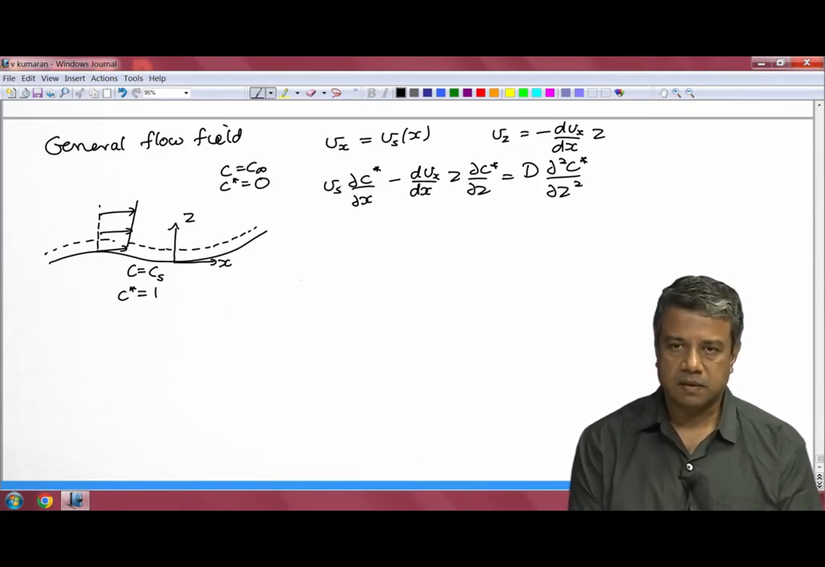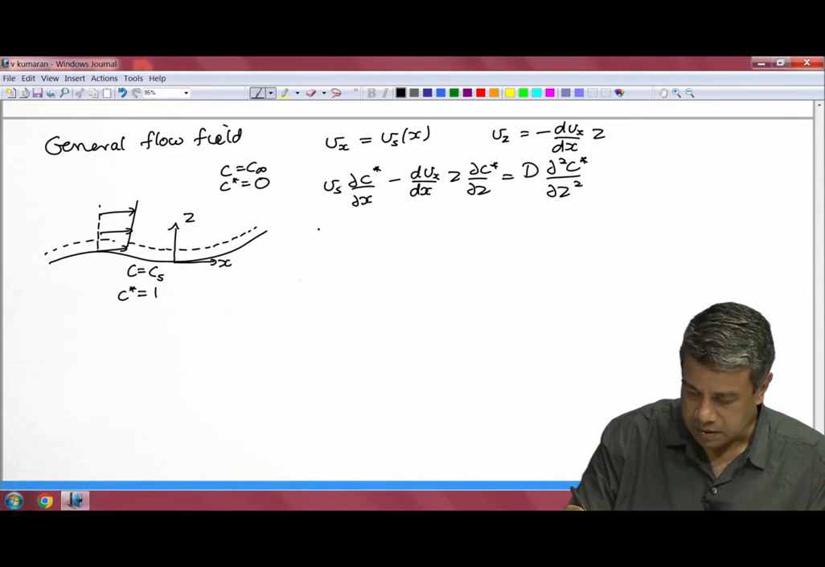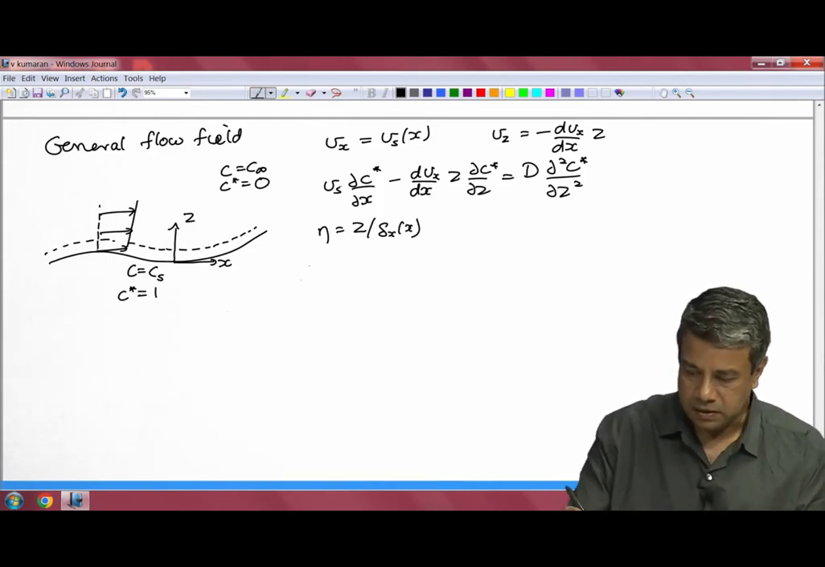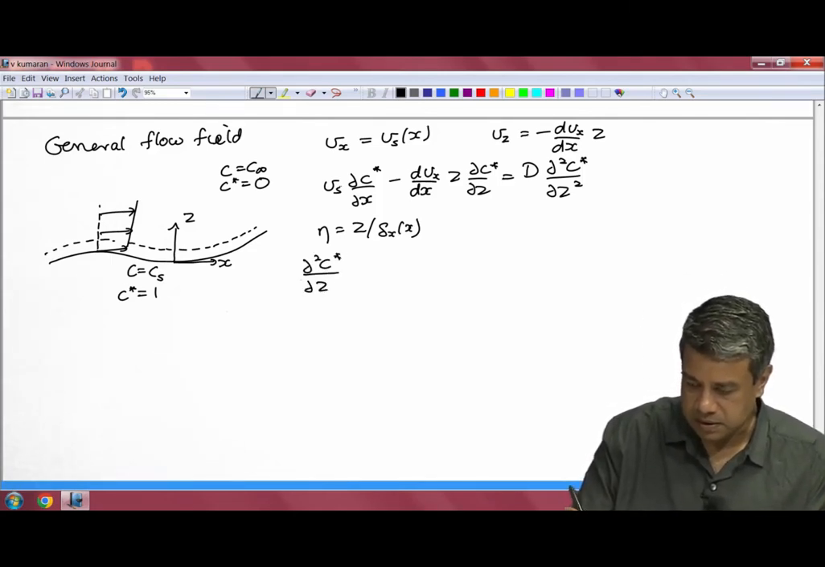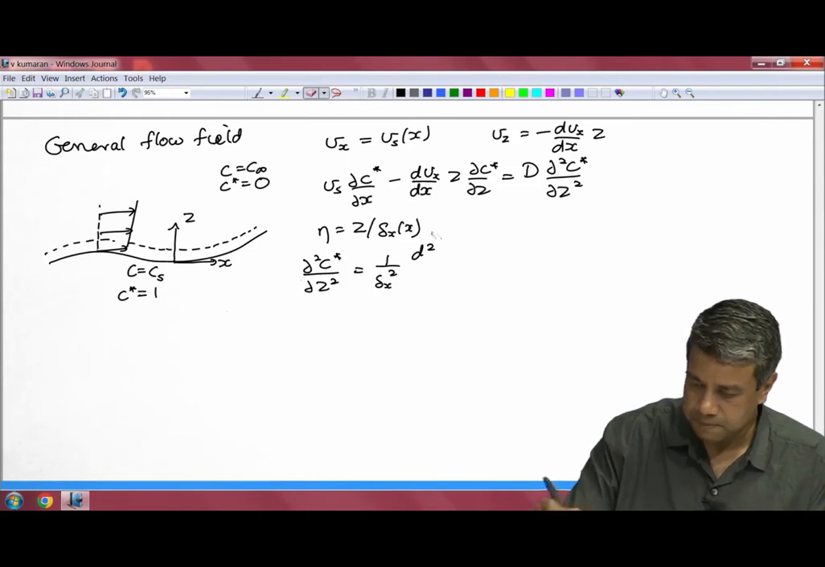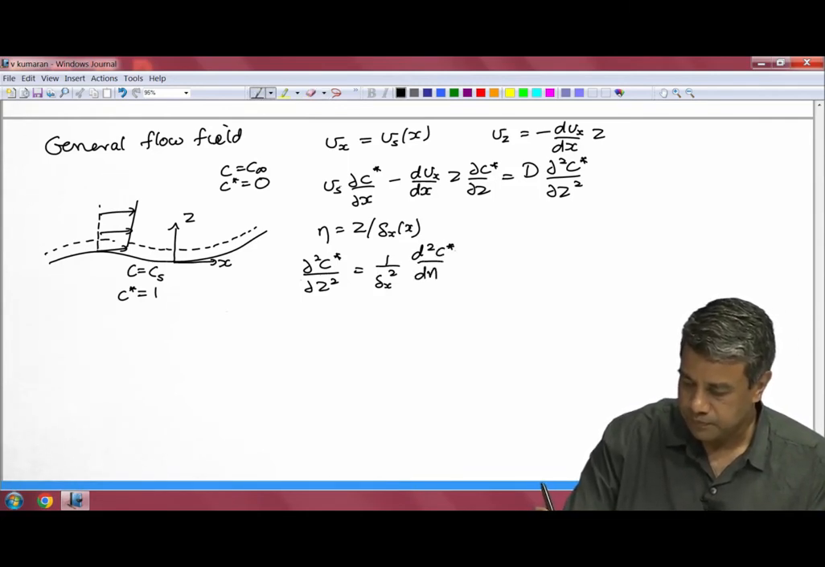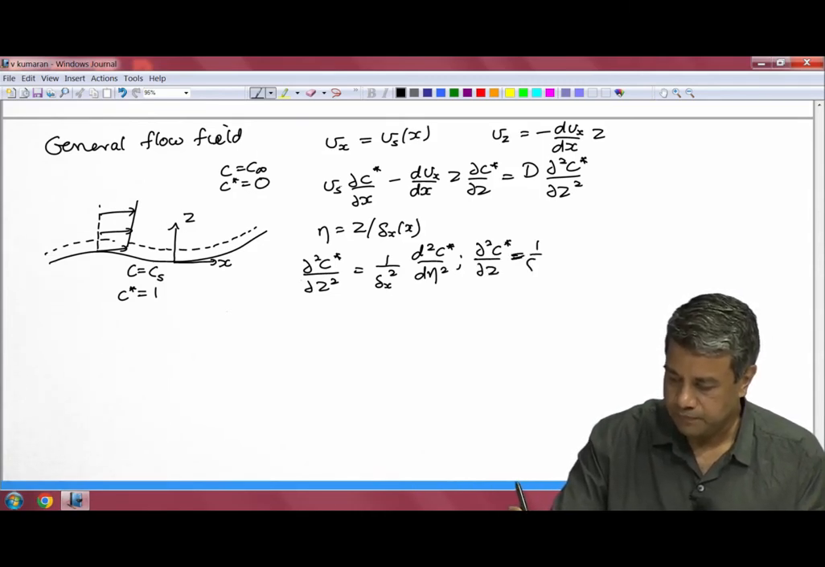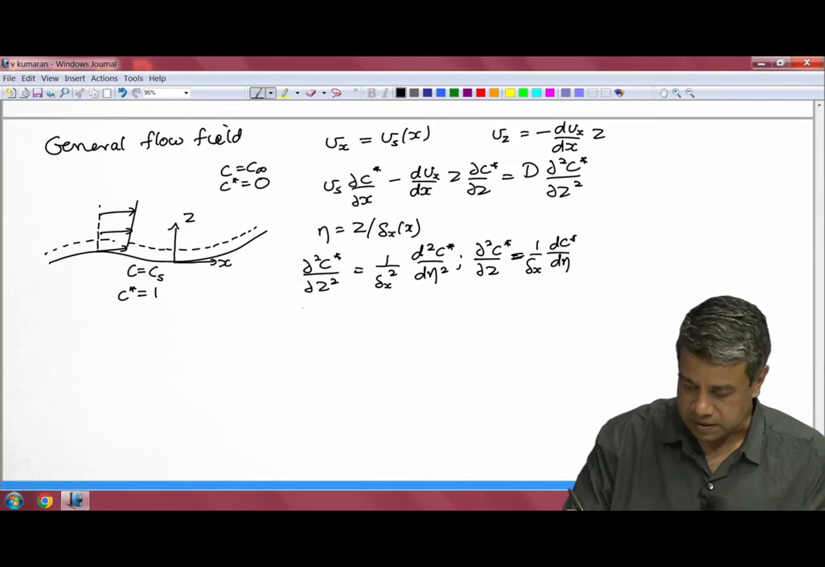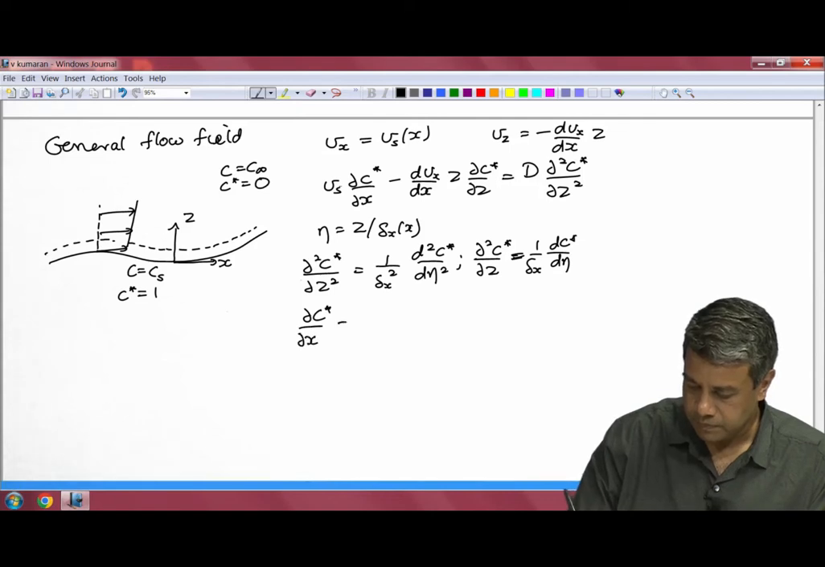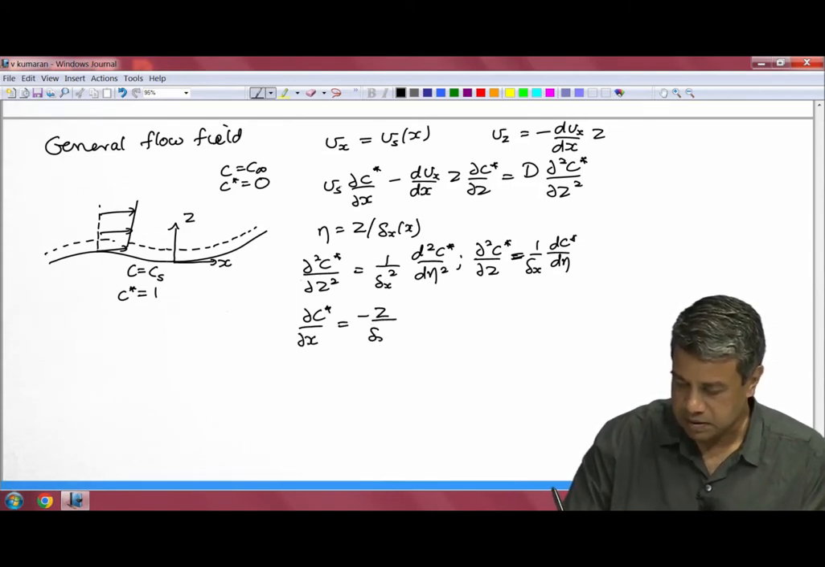Express this in terms of the similarity variable eta. Eta is equal to z by delta x of x. Recall that partial square C by partial z square is equal to 1 by delta x square d square C by d eta square. The first derivative is just 1 over delta. And the derivative with respect to x, partial C by partial x, involves minus z by delta x square.